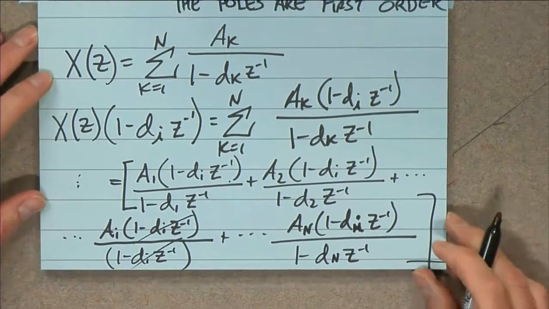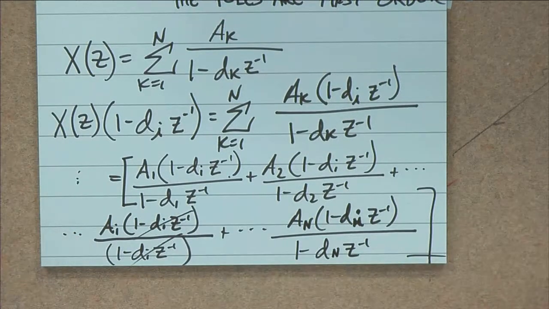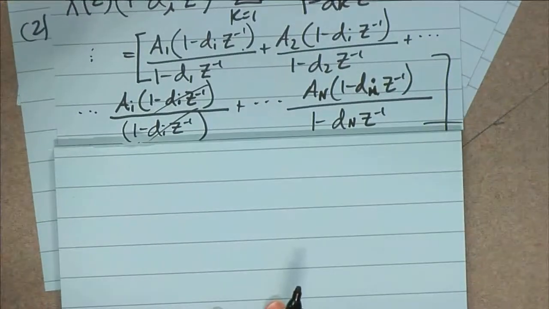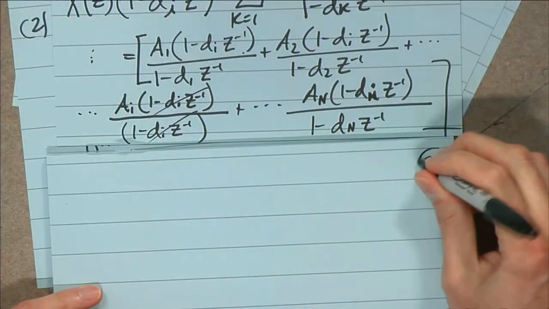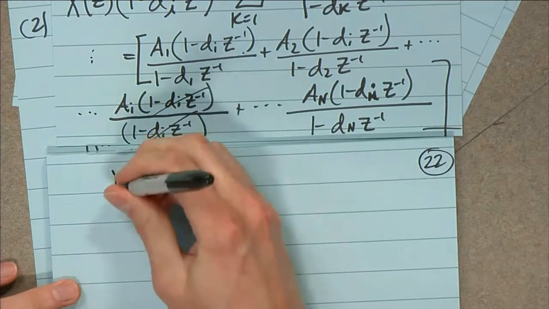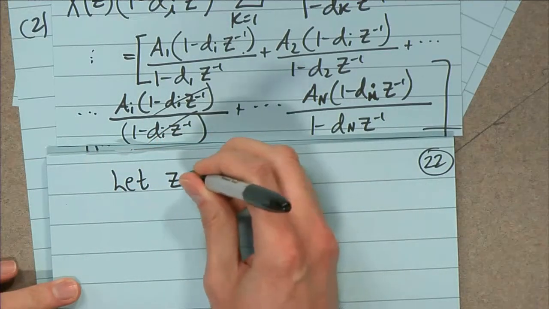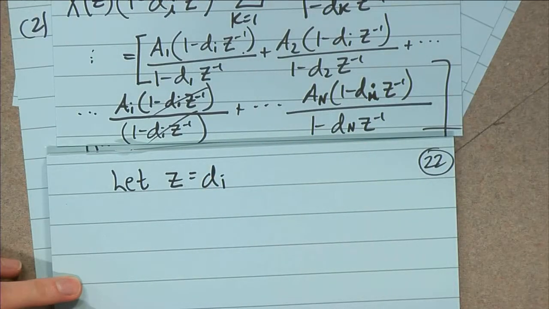And so the point of writing all that out is to see that we end up with one of the a sub i's all by its lonesome, which is nice, because the next step, which you've probably seen before, is now we set z to a convenient value, right? So let's let z equal d sub i on both sides of this equation.